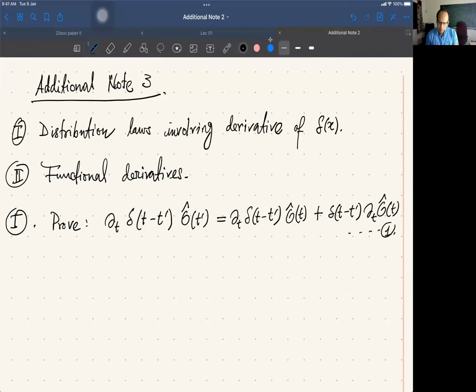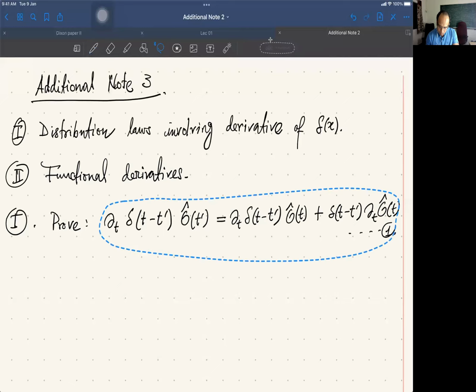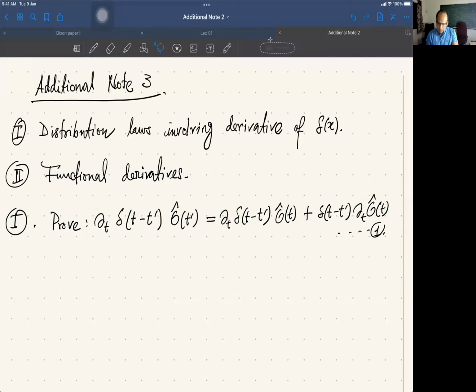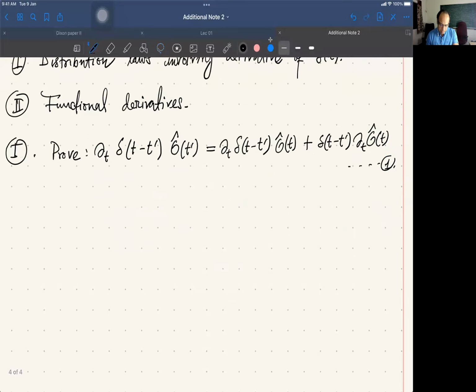So before I go on to discuss how to prove this identity, let me make some general comments about what distributions are. So the delta function is a distribution. Dirac delta function is a distribution. Let me make some general comments about what these objects are.